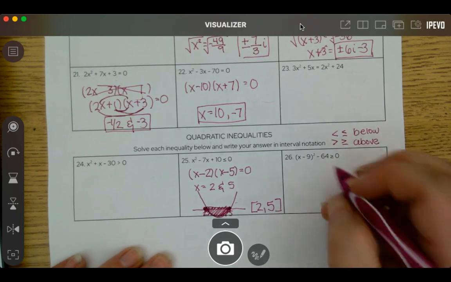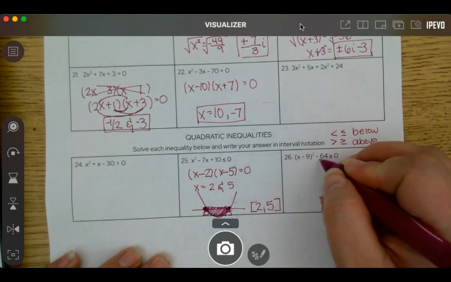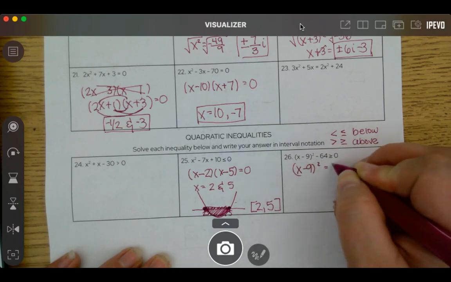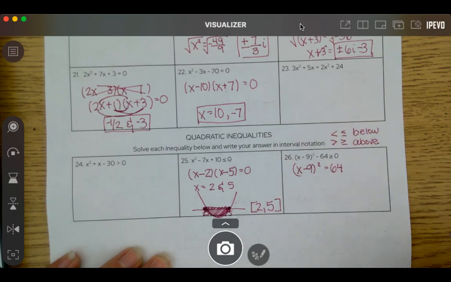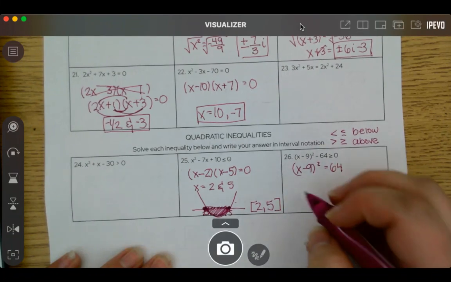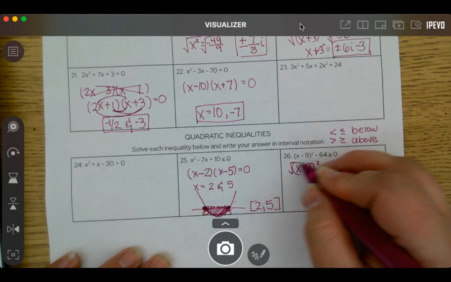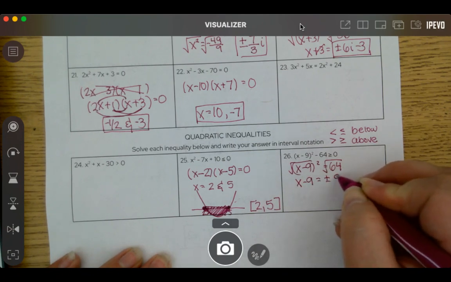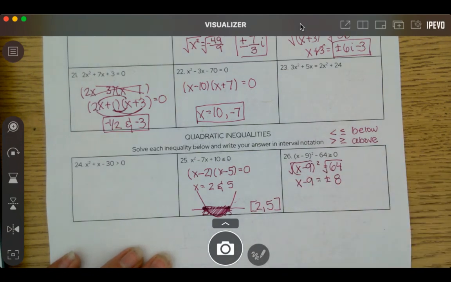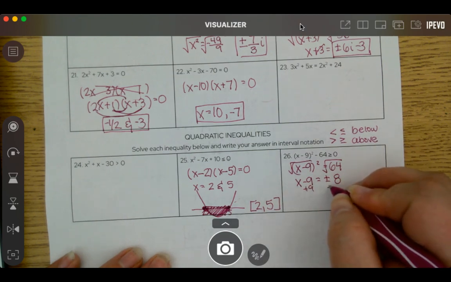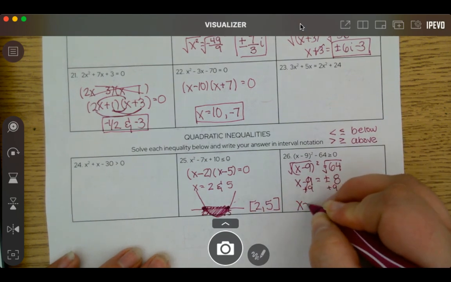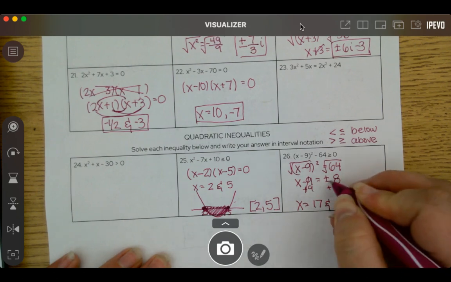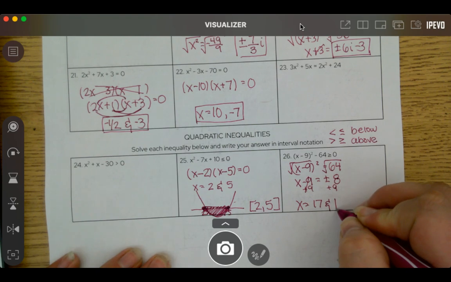Okay, I'm going to do this one really quick. I would add the 64 to the other side, and I'm going to act like it equals 64 when I do that, because then I'll do this part at the very end. So then I do the square root, x minus 9 equals plus or minus the square root of 64, which is 8, and then I add my 9. So 8 plus 9 is 17, negative 8 plus 9 is 1.